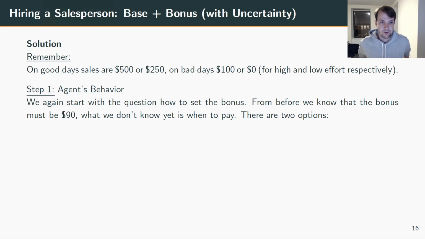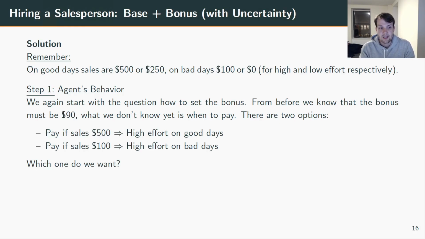Let's start with the agent's behavior. So the question is, how do we set the bonus? From before, we already know the bonus must be 90 because it must be exactly offsetting the cost of effort. So we don't need to check that again. Now there are two options. We can either set the bonus to be paid at sales of 100 or 500. If we set the bonus to be paid if sales are 500, we're going to get high effort on good days. This should be intuitive, right? On a good day, 500 is attainable. On a bad day, it isn't. So on a bad day, they're never going to get the bonus, so they're never going to work hard.